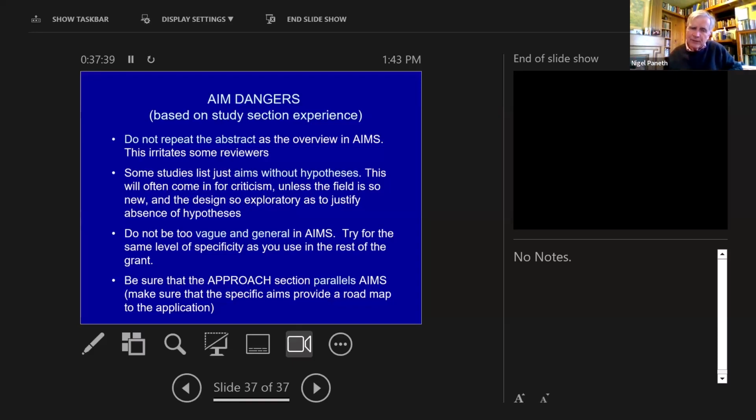And later, when you write the approach section, which is how you can actually carry this out, make sure it parallels the aims. A good way to do it is, when you write your approach, you take the first aim and you say, this is how we'll do that one. Second aim, this is how we'll do that one. That's a useful way to do it.